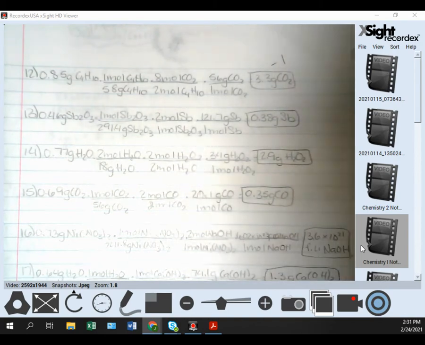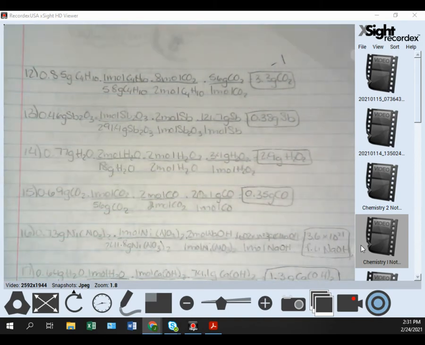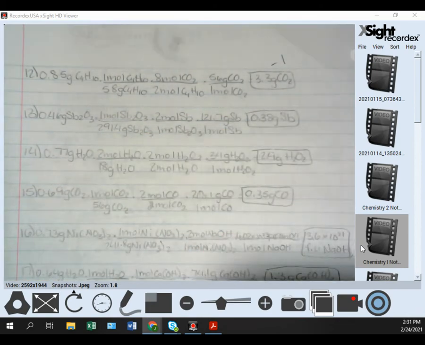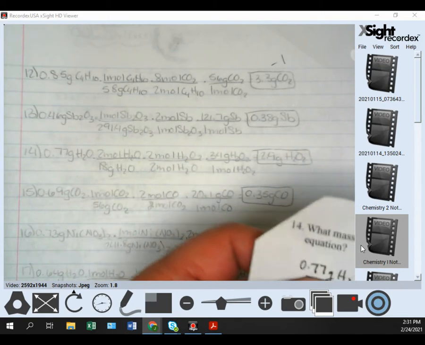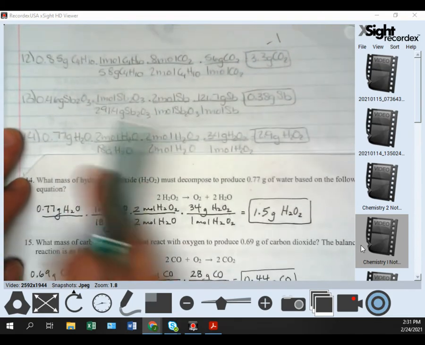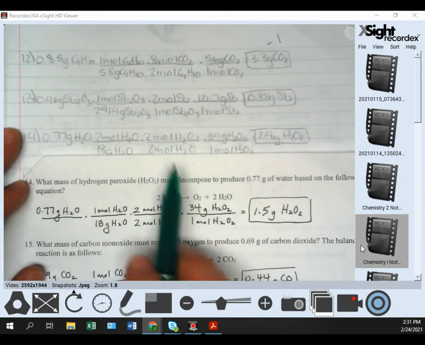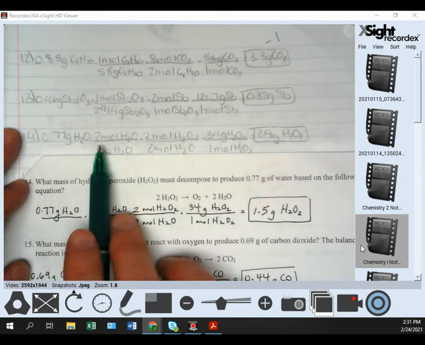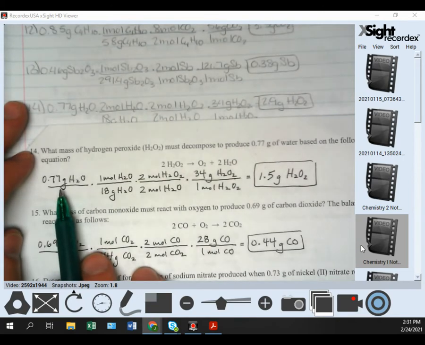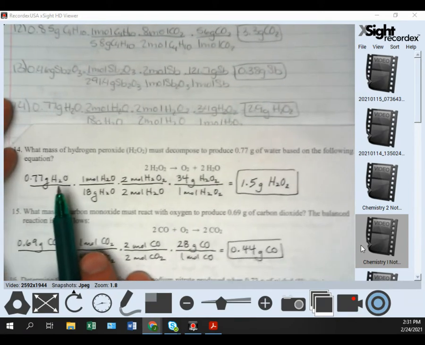Okay, and actually I do want to look at that real quick. Did I do something wrong? No, I just want to see if it's okay. So if you have 0.77 grams of H2O, and you were turning it to, oh, you accidentally doubled it. That's okay. So if we have 0.77 grams of H2O, right?